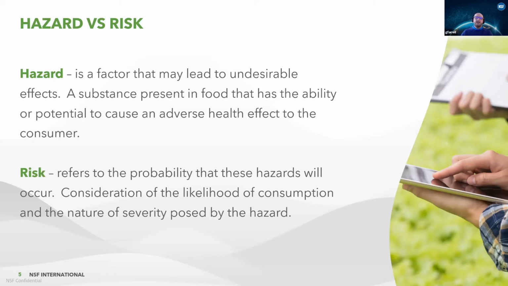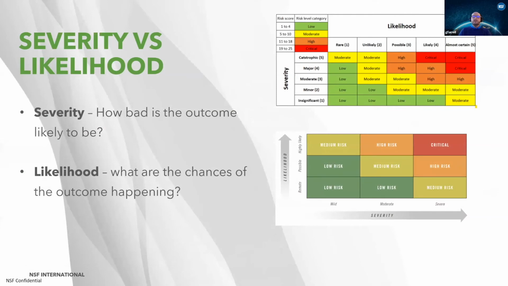Now we're going to dive into what is severity, what's likelihood. So severity versus likelihood. When we talk severity and likelihood, we're looking at a risk matrix. We're looking at many different risk matrices. And this is where the comment comes in that keeping it simple is generally better.